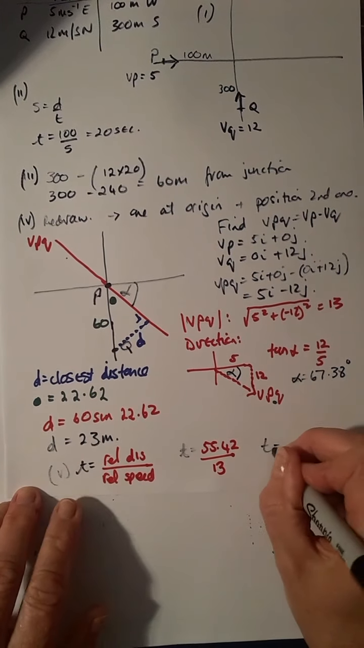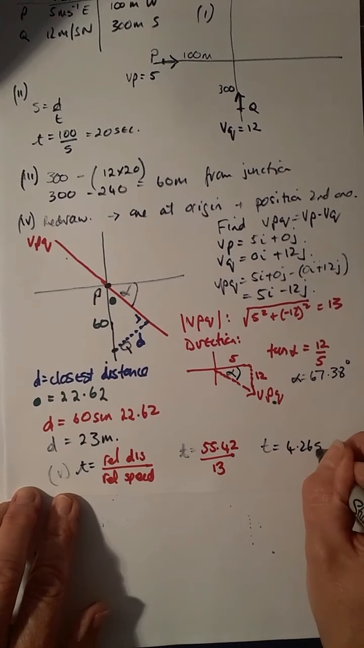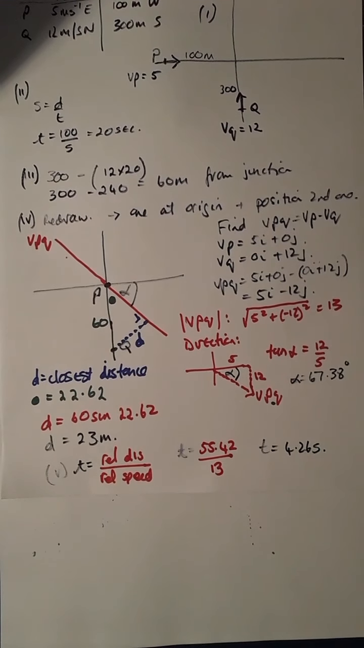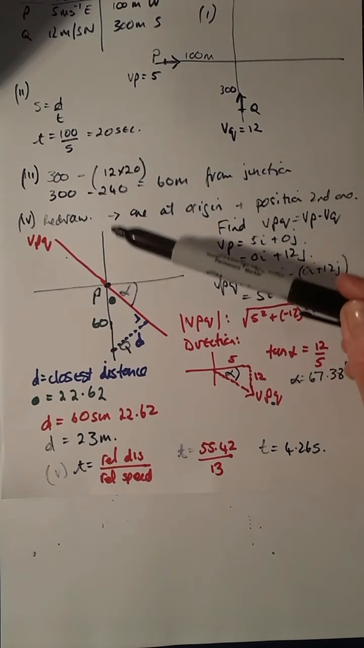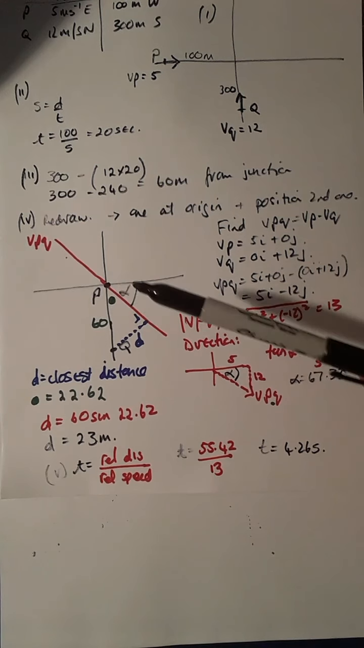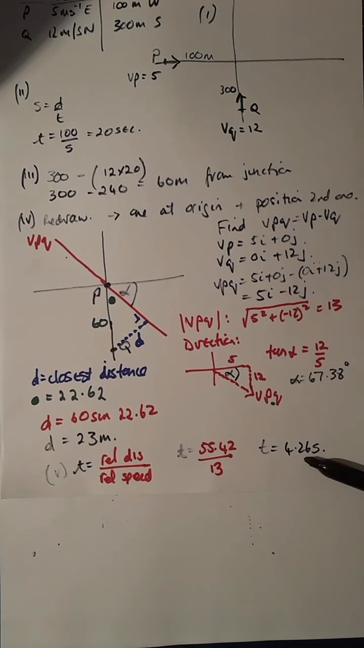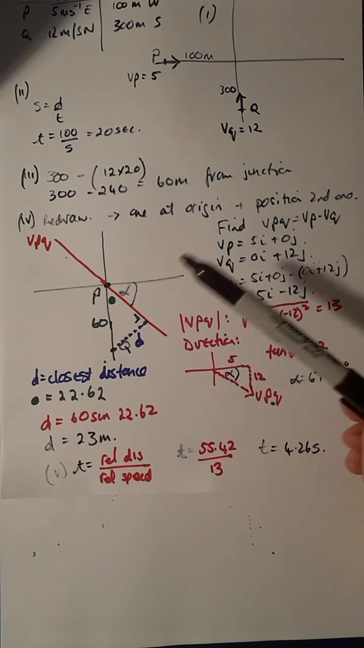So the time for this to happen, 4.26 seconds, is when they are at their closest after P reaches the junction. So it took 20 seconds for P to reach the junction, and then it took another 4.26 seconds for them to be the closest they could be to each other.